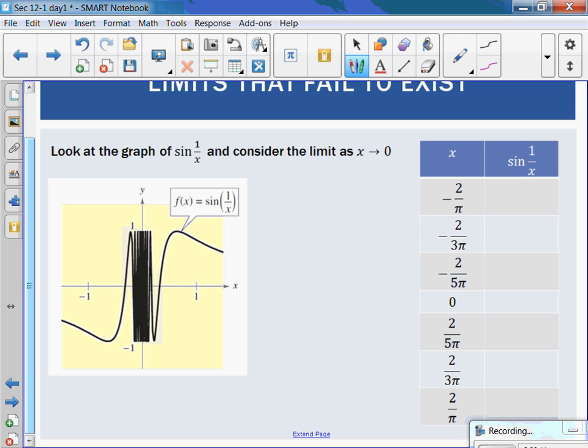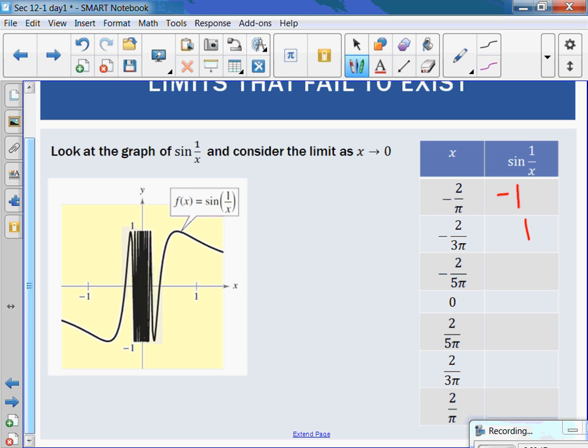For those of you who forgot the unit circle, that's exactly what it is. Negative 2 over 3 pi gives me a sine of negative 3 pi halves. Negative 2 over 5 pi. Mario's the only one who can do this, folks. So we'll let Mario take a break from now.